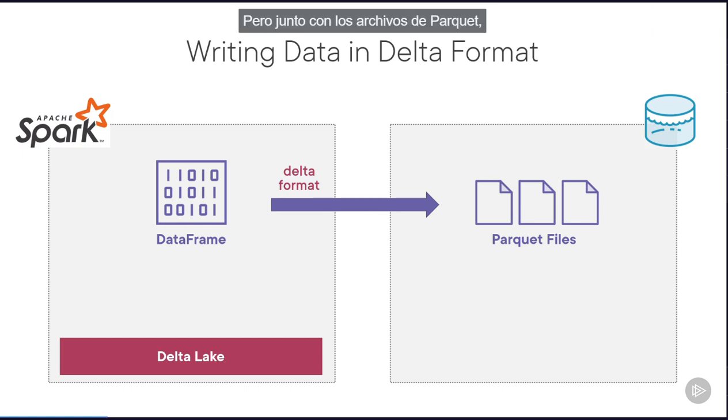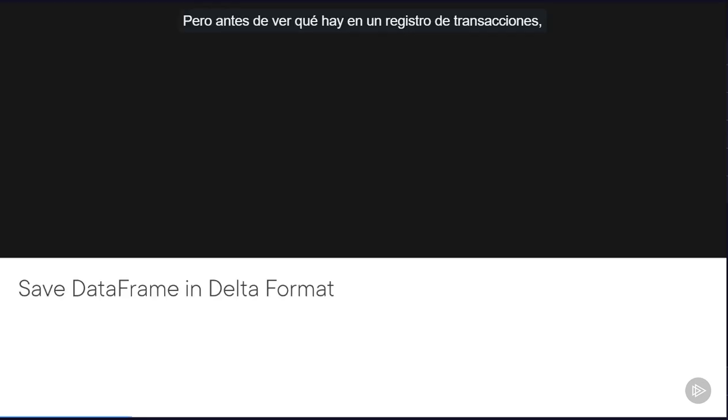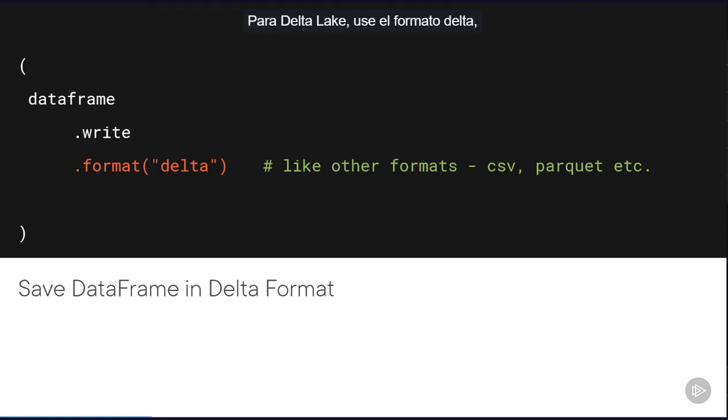But along with Parquet files, it also stores a transaction log. And this is where the magic starts. The transaction log contains the log of every single operation that has been performed on this data. Alright? But before we see what's in the transaction log, let's see how you can write the data in Delta format. On the data frame, use the write property, define the format. For Delta Lake, use Delta format. Just like you can also use other formats like CSV, Parquet, etc. And then use the save method.